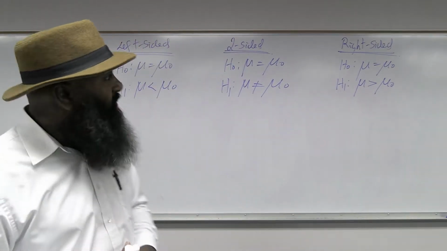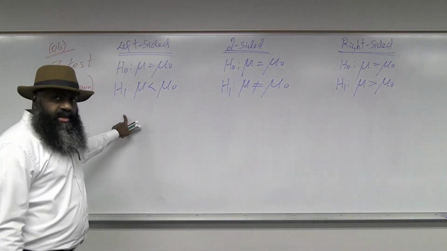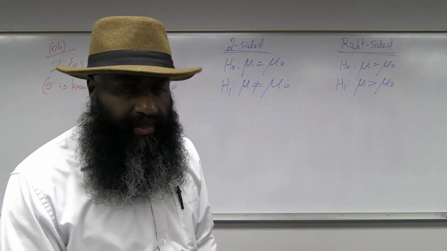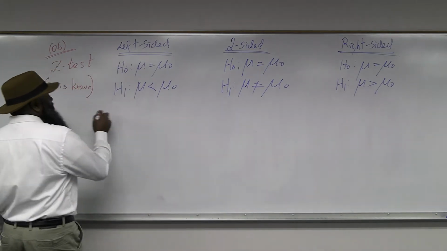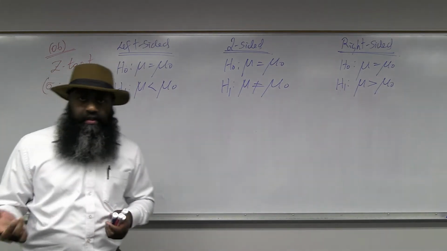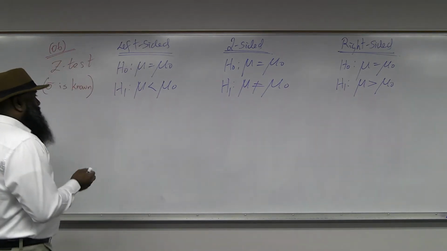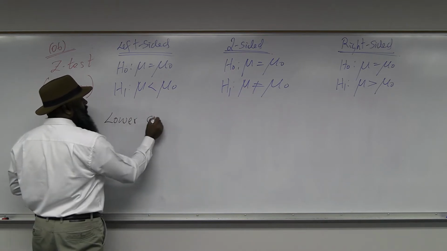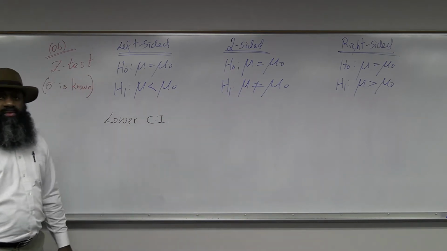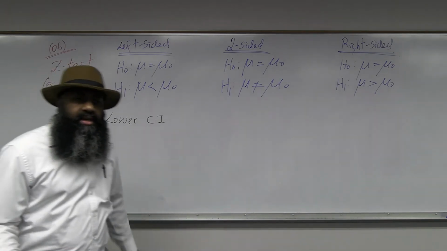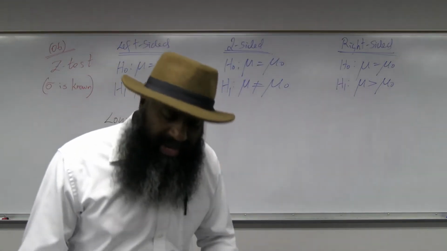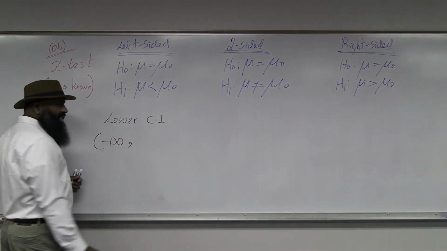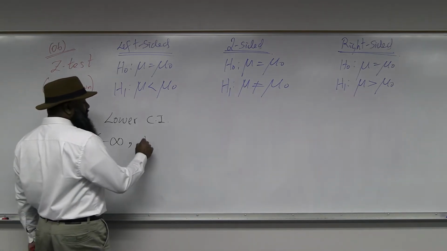So what we do is, if you are testing a left-sided alternative, you construct a lower confidence interval. We often write it as 100 minus alpha %. So you do 100 minus alpha % lower confidence interval for the left-sided alternative. Now, how does a lower confidence interval look like? A lower confidence interval will go from negative infinity up to some fixed point. There is a fixed upper limit.